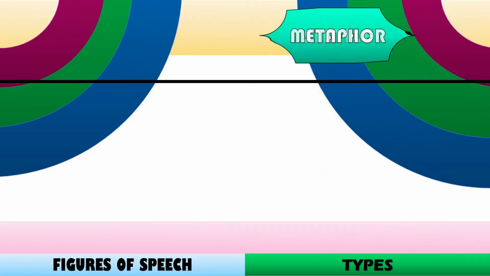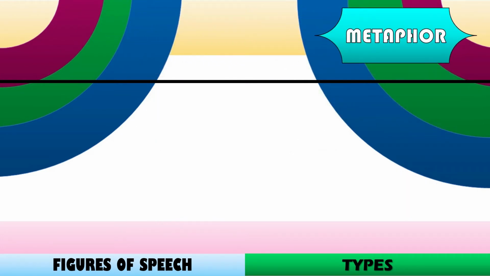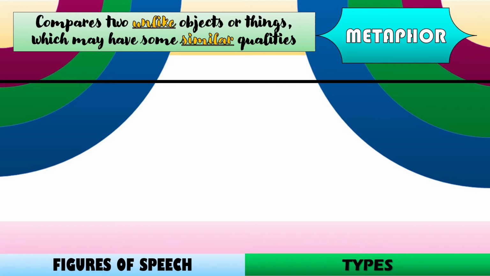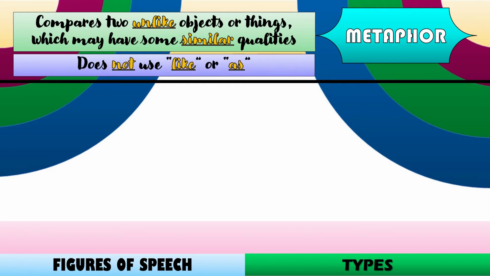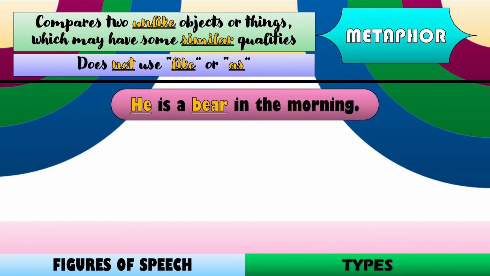Another type of figure of speech is a metaphor. A metaphor compares two unlike objects or things which may have some similar qualities. Now, the metaphor is similar to a simile because they both compare two objects. However, a metaphor is different because it does not use like or as. Example, he is a bear in the morning.